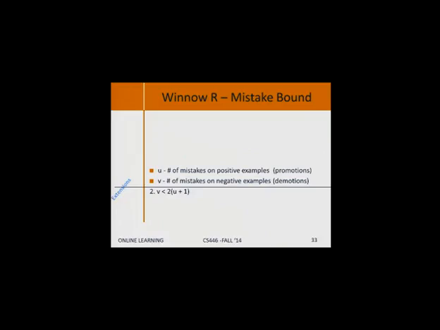So last time we split it into two cases. U, mistakes on positive examples. V, mistakes on negative examples. And we analyzed U. Nothing changes in the analysis we gave for U, right? You promote, and you only promote on important variables. You never demote on important variables. So nothing changes. And the only thing that changes here is the analysis for the number of mistakes on negative examples.